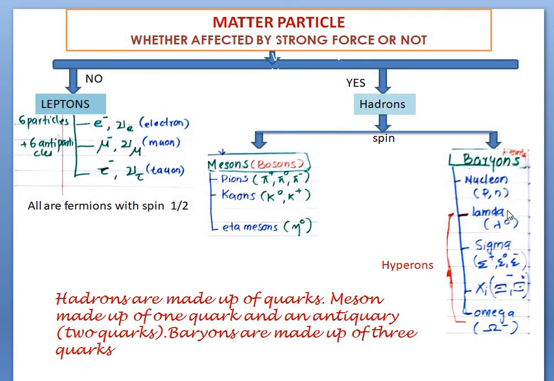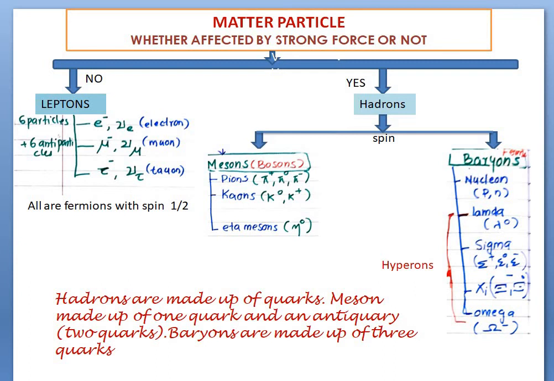Lambda is also a spin half particle. Sigma is also a spin half particle. Psi is also a spin half particle. But omega is a particle with a spin of 3 by 2. So here also these particles have their antiparticles.